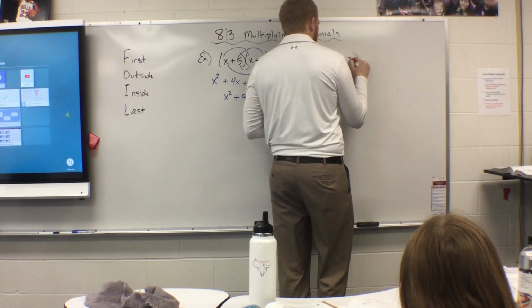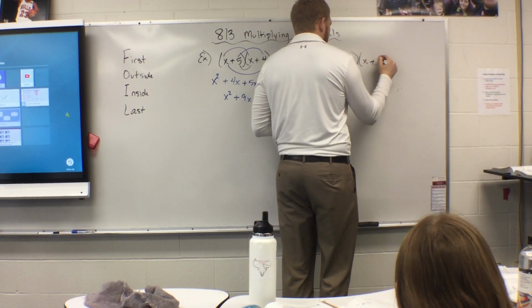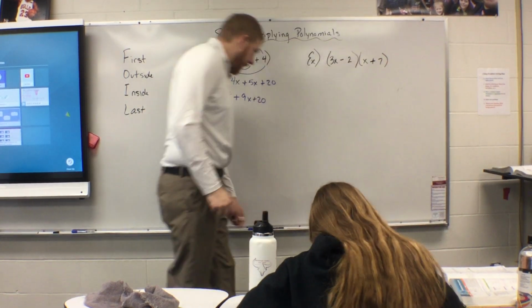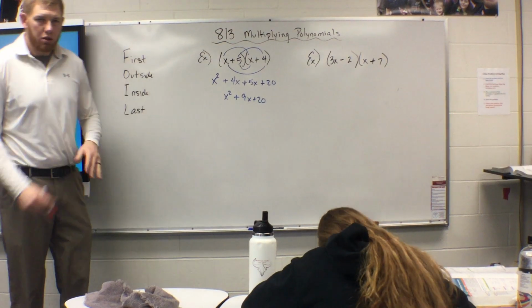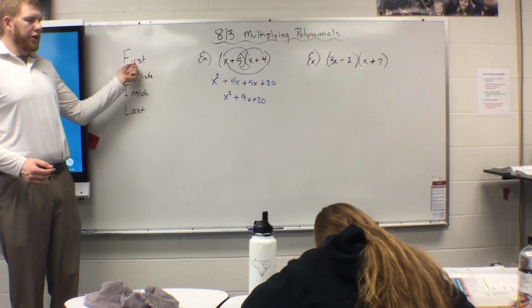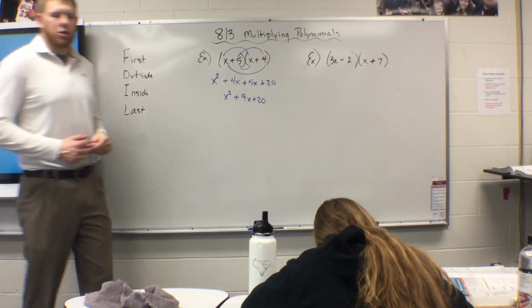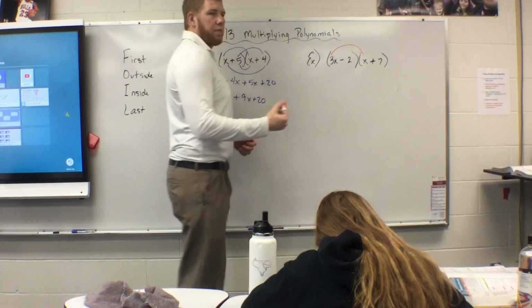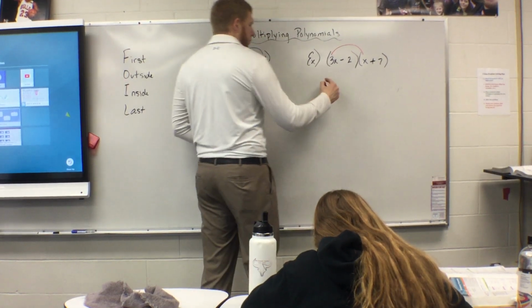2 times x plus 7. Okay, so again, if we do this by FOILing. Again, first thing we do, first numbers. So 3x times x is what? 3x squared.